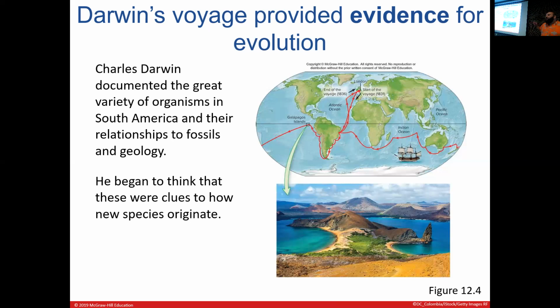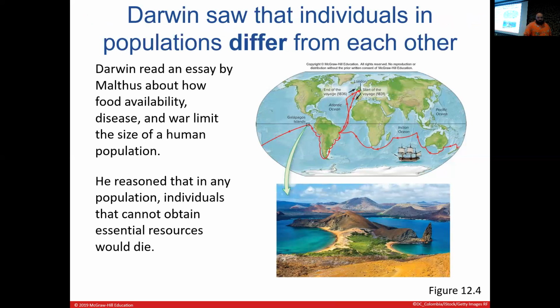So as a result, he took all these clues together and used that to determine how new species originated, particularly with one location. He was ultimately able to use places like the Galapagos Islands to determine how things like plant availability, disease, and other things limit the size of populations. And he reasoned that in any population, individuals that can't obtain essential resources would die. And thus the ones that could were the ones that are going to live on.